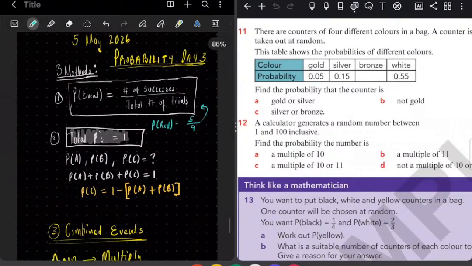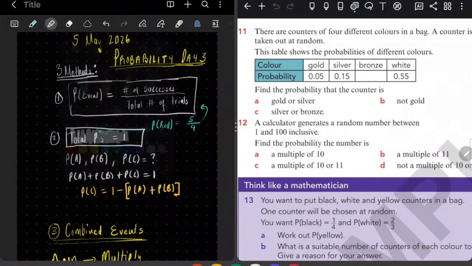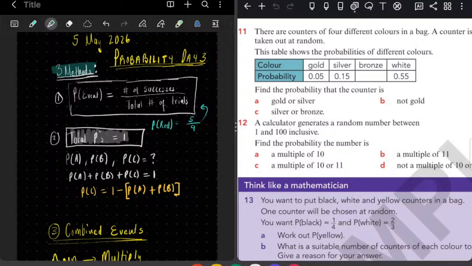All right. So how many methods do we have for us to say we are done with probability? How many methods do we have for this whole chapter? Say it with me. How many methods do we have for this whole chapter? Say it one time, guys. How many methods do we have for this whole chapter? 3. We have 3 methods.